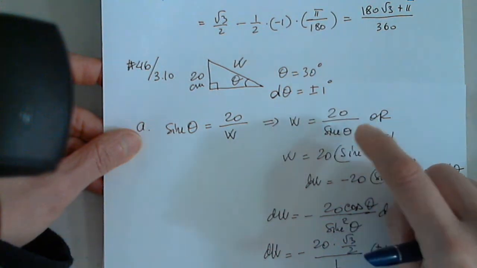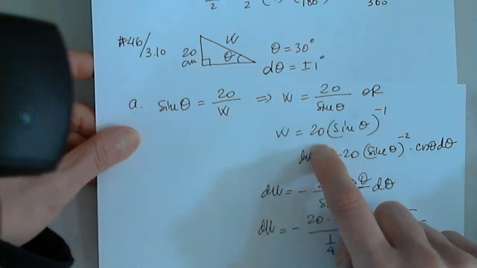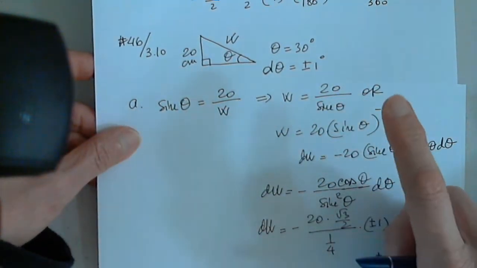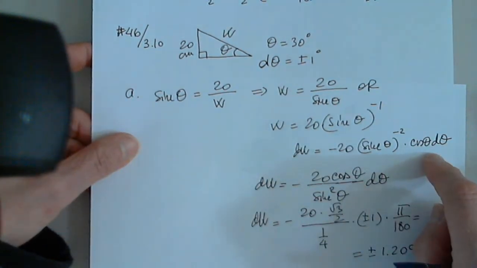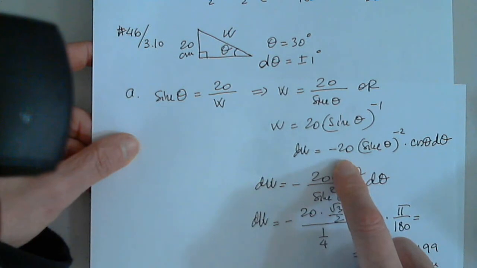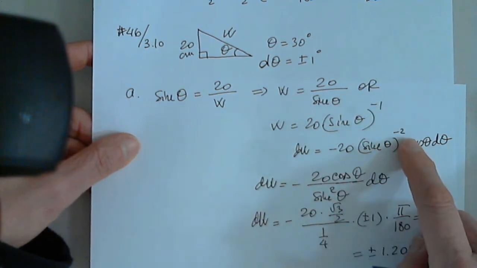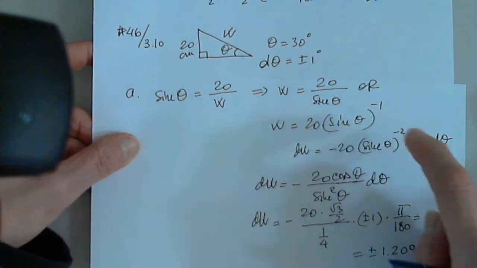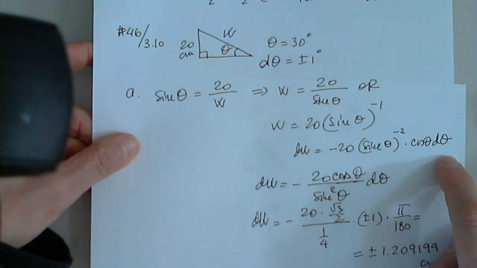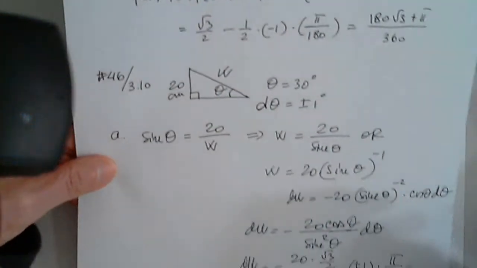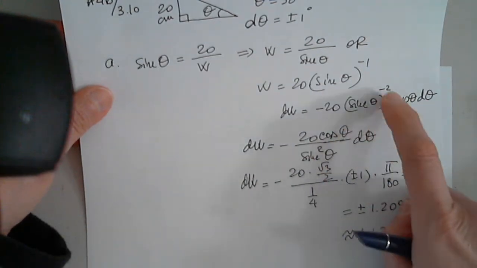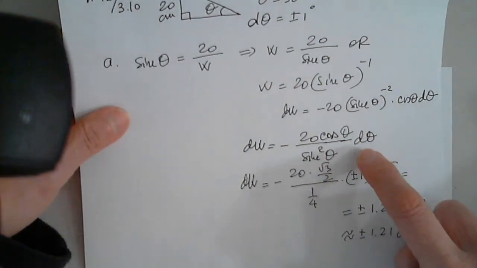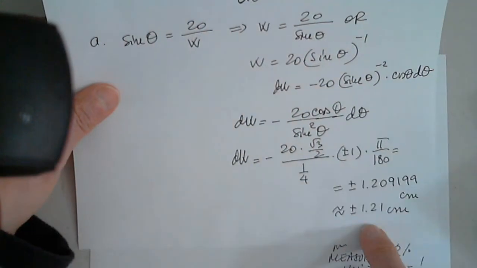So w is 20 over sine theta, or 20 times sine theta raised to -1. It's easier to differentiate. Bring down -1, subtract 1 from the power, and differentiate the inner function times d theta. So I bring this to the denominator. I get -20 cosine, and sine squared is in the denominator, and d theta. And now I plug in the numbers, and I get this.